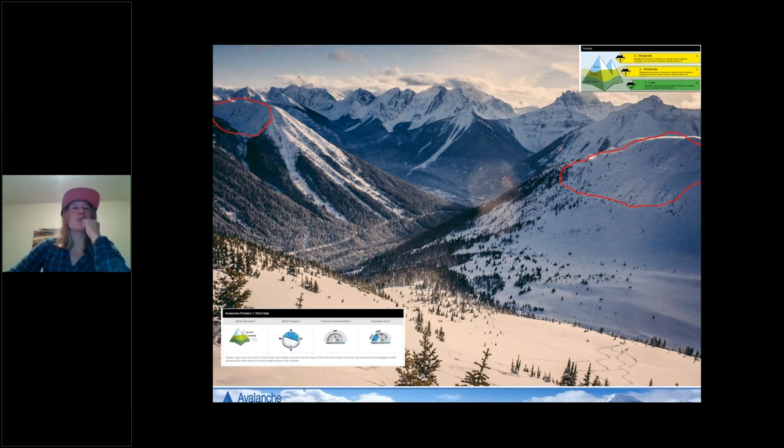Now, what about this zone? This zone is kind of interesting. We've got some light and some shade. And what we've got here is what's called cross-loading. So our winds are coming from this direction, right? And they're loading up the shady slopes, but technically these sunny slopes might not have those wind slabs. I would probably not want to risk it, not want to thread that needle, and I would just stay out of these upper zones.